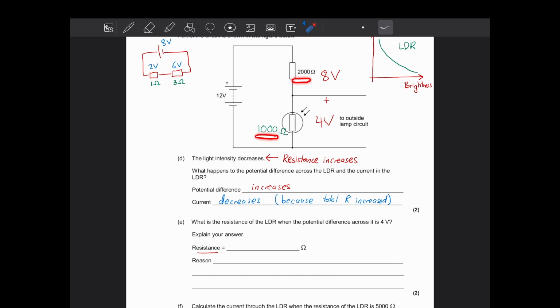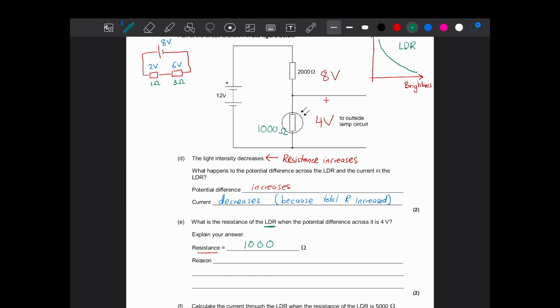1000 is half of 2000 ohms. 4 volts is half of 8 volts. Adding 8 and 4 together, I get 12. And that's really how I worked out the resistance in the first place. So let's write our answer down. We've got a resistance of 1000 ohms across the LDR.